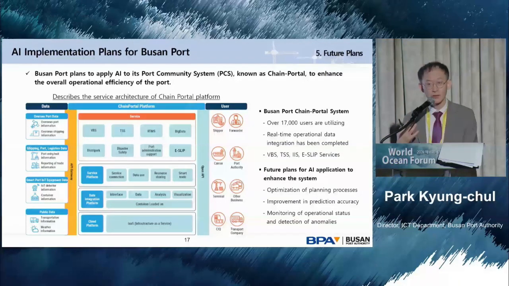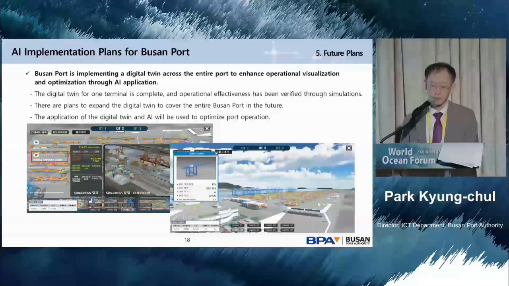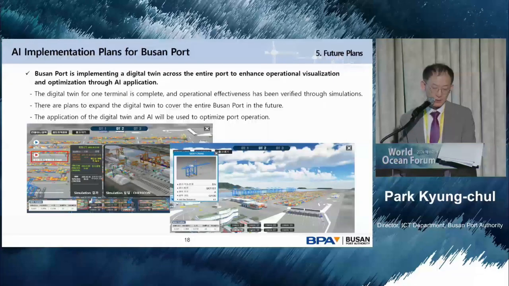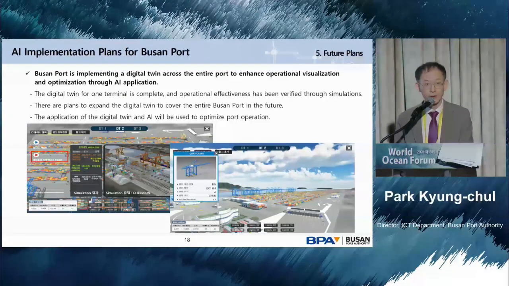Using the PCS platform, a lot of operational data is gathered in real time. We do AI analysis, for example, of the berthing schedule, projections of cargo volume, or the status of port terminal operation. We can detect whether there is downtime or any issues, and we are going to incorporate AI into this to provide a better service.